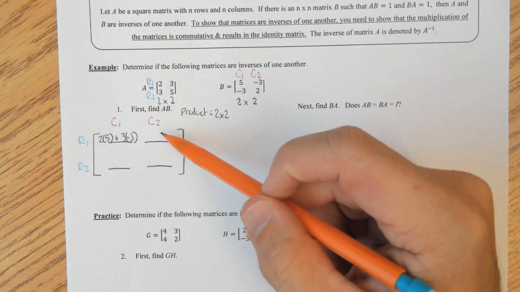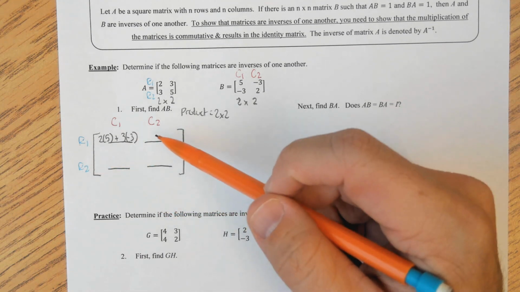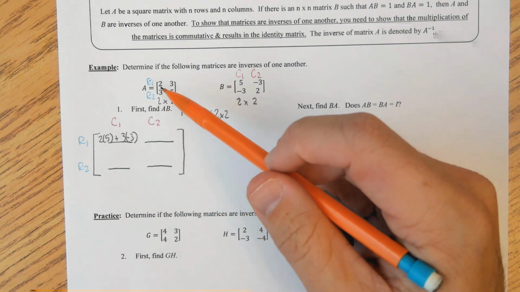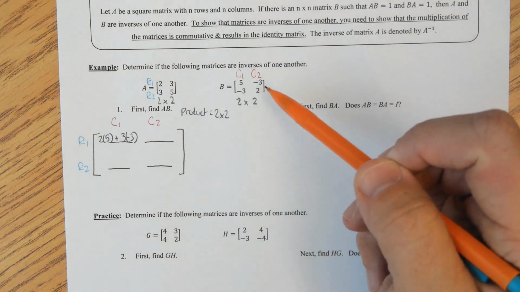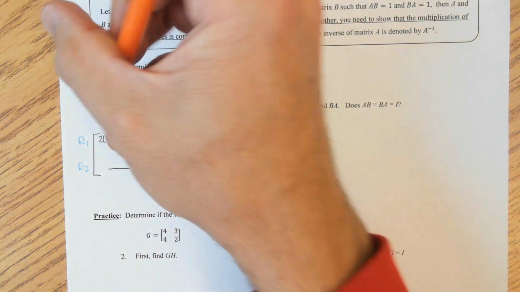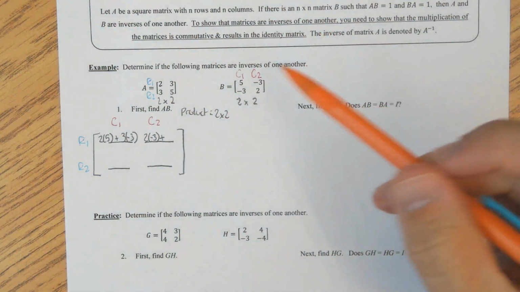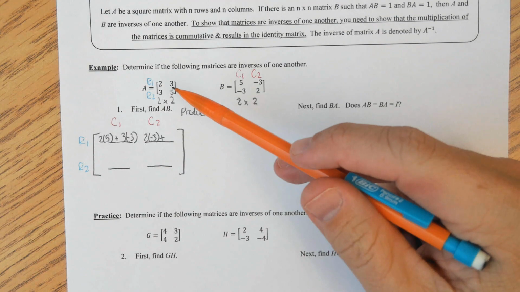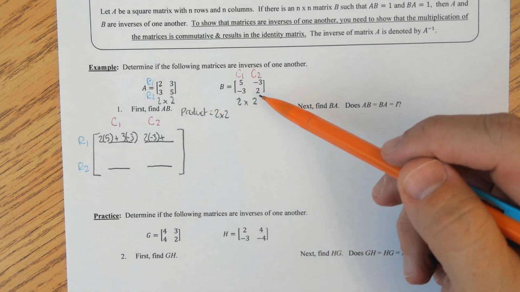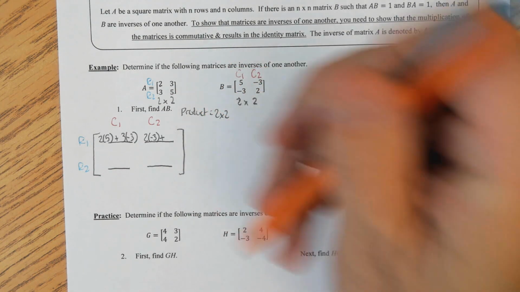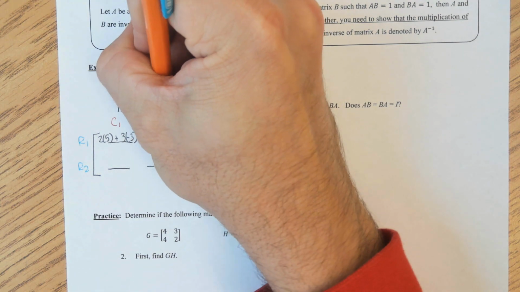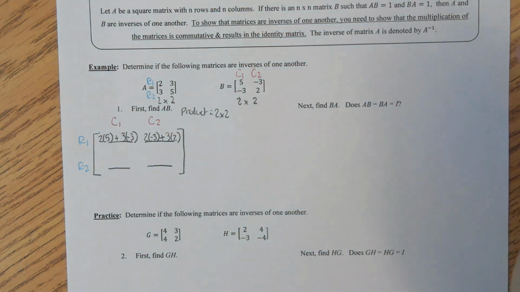For this element right here, it's now row 1 times column 2. So I go back to row 1. My first element in row 1 is a 2. My first element in column 2 is a negative 3. So we're going to go 2 times negative 3 plus the second element in row 1 times the second element in column 2. 3 times 2.